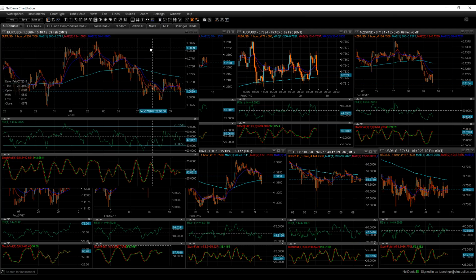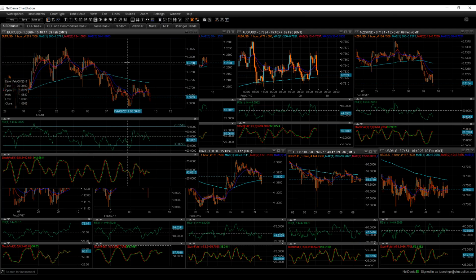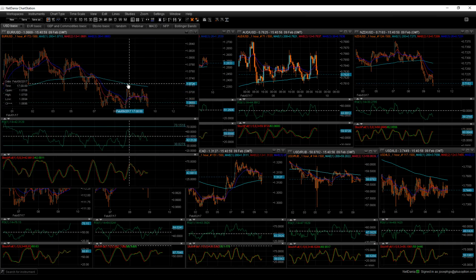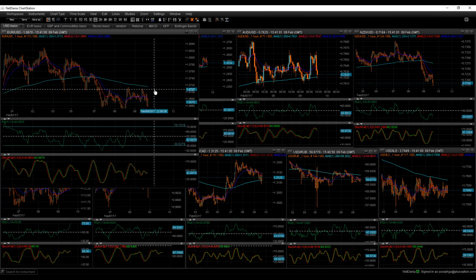So we could either look for an asset whose price is above the 200 period to indicate to us bullish sentiment, or below. Right now, this Euro USD is showing us bearish sentiment. The price is below the 200 period.